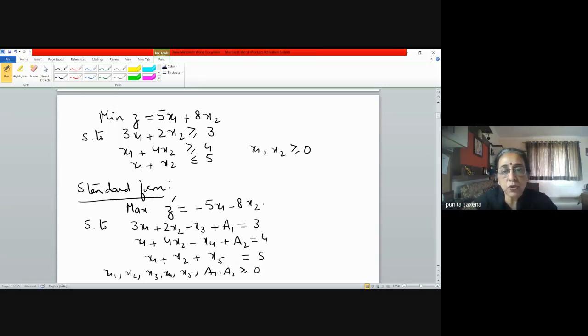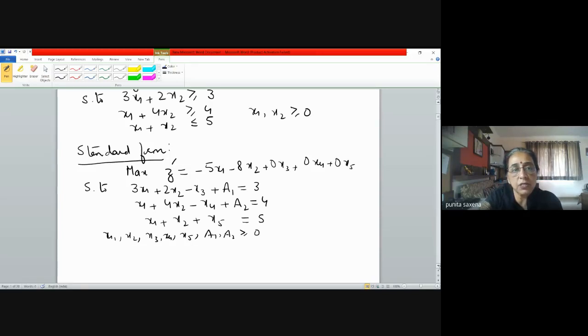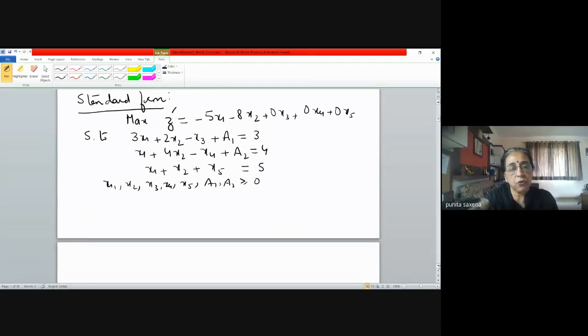At the most, what you can do is have 0x3, 0x4, and 0x5 in the objective. I'm not writing anything regarding the artificial variables there. So this becomes my standard form of the linear programming problem that we are going to solve. But since I'm following the two-phase method, I have to write the corresponding auxiliary LPP.